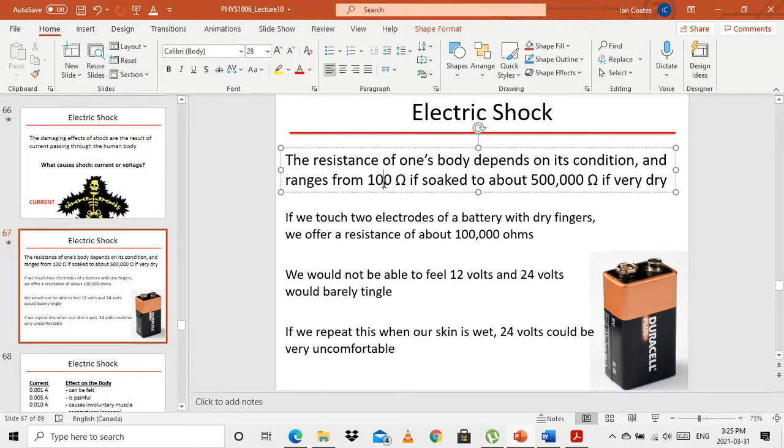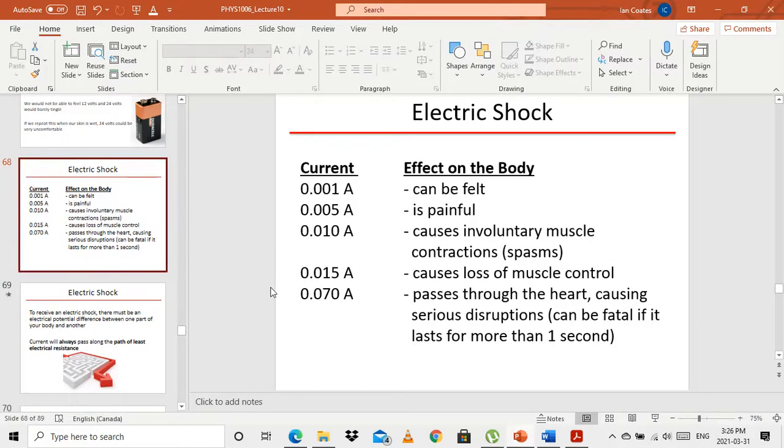Not so here. If we touch two electrodes of a battery with dry fingers, we offer a resistance of about 100,000 ohms. You'll make it. You're okay. We would not be able to feel 12 volts, and 24 volts would barely tingle. If we repeat this with our skin being wet, 24 volts would be extremely uncomfortable. So that's a little interesting bit of information.